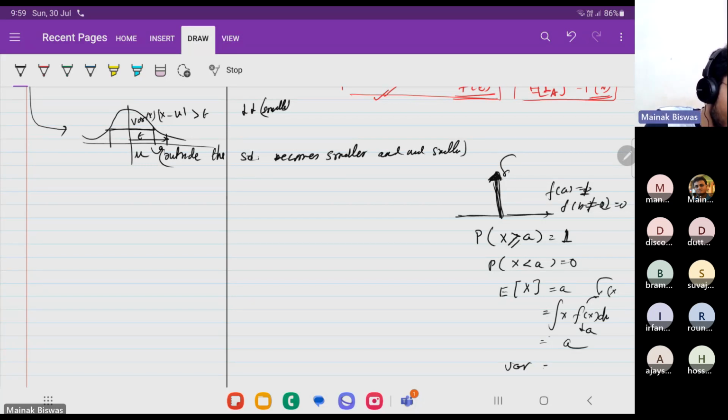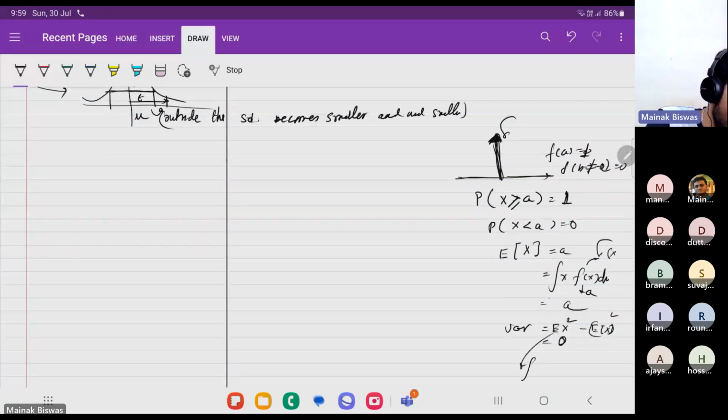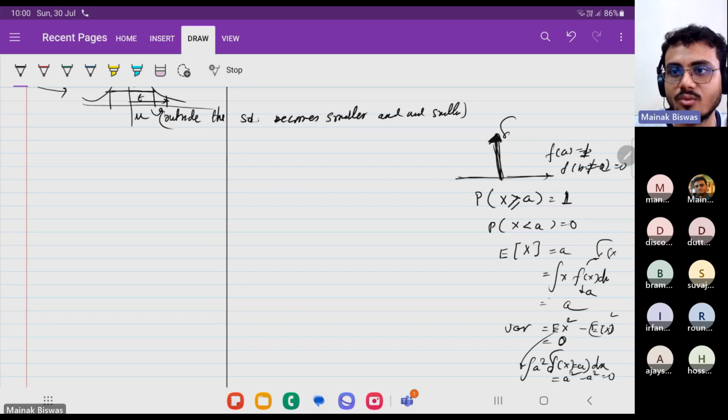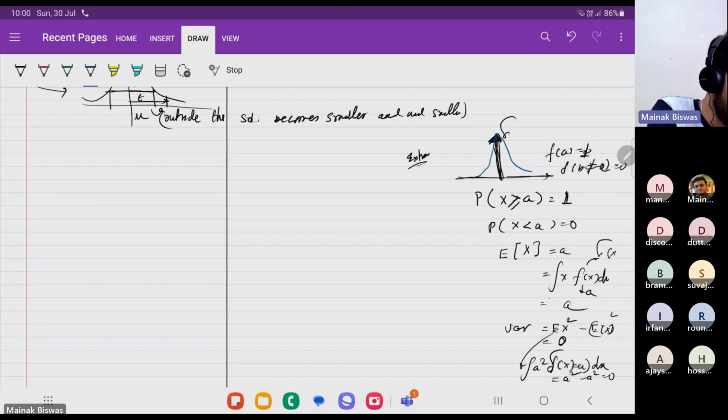Similarly, what will be the variance? It will be expected value of x square minus the square of the expected value of x. So this will become 0 because this is the integral of a square Dirac function of x equal to a dx, which is also equal to a square. So a square minus a square will be 0. So if you have a very small variance, it will mean that you will not be able to go outside. So this is an extreme case. So having a small variance in a Gaussian case, it can be something like this. We'll see a Gaussian distribution just now. So you will not be able to go very far from the distribution. So for example, I will show you, then it will become much clearer.